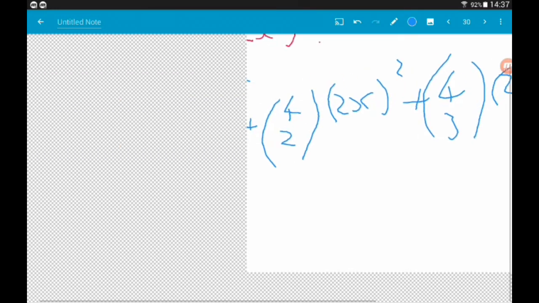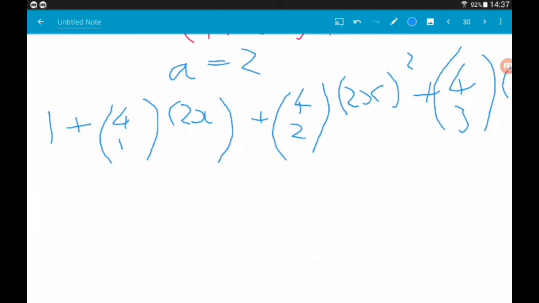So if we sort that out, we've got 1 plus, well, 4 choose 1 is 4. So we've got 4 times 2x, which is going to give us 8x.